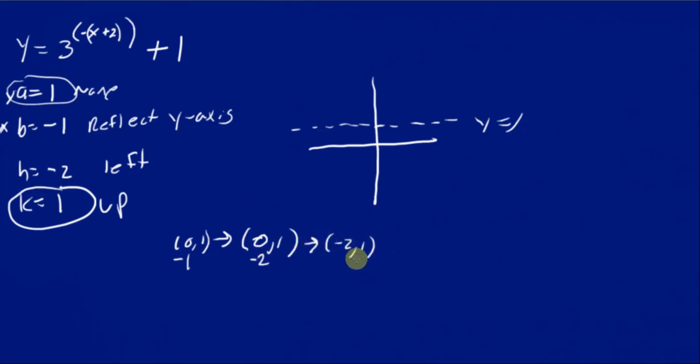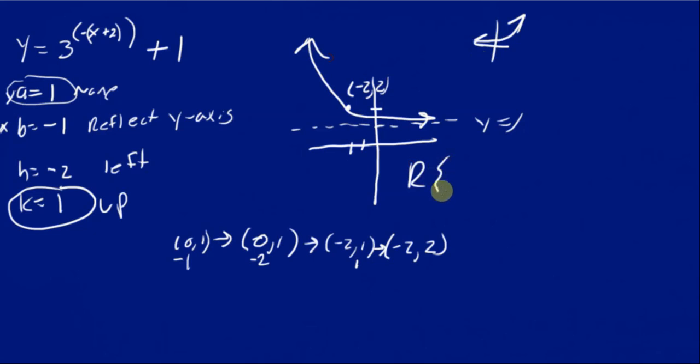And finally, k is going to add to the y values 1 unit. So it's going to give me negative 2, 2. So that final point now is at negative 2, up 2. That's going to be right here. All right, now you got to think again. My reflection over the x-axis is going to look like this.